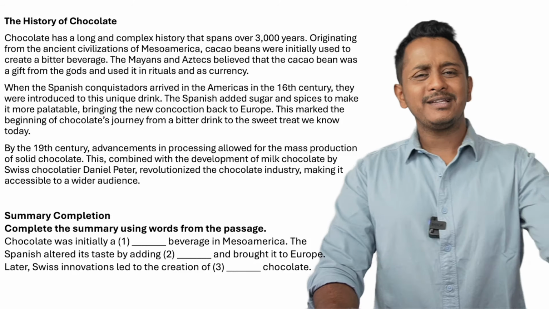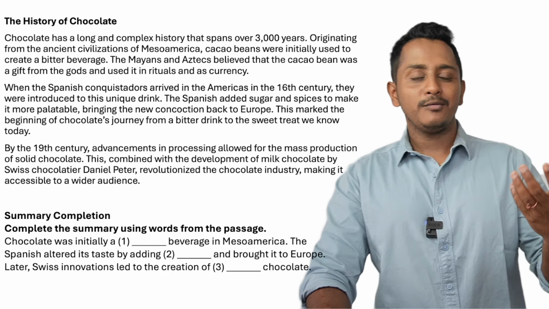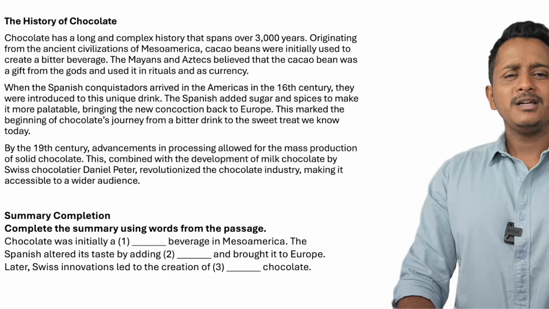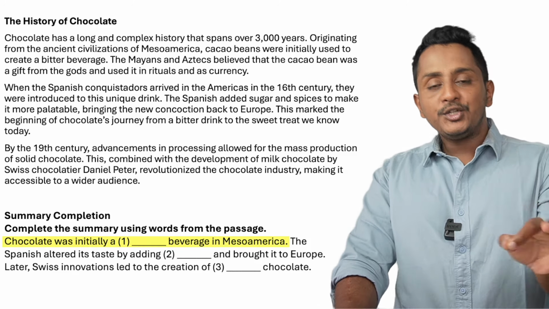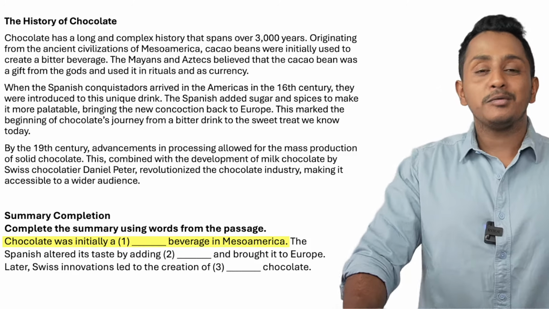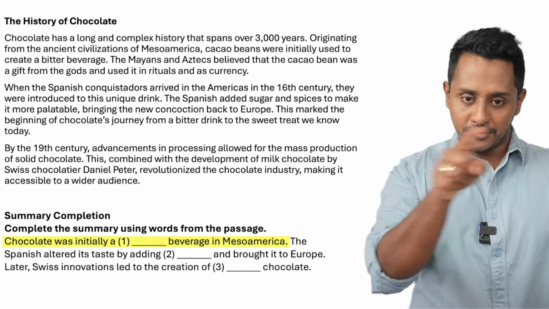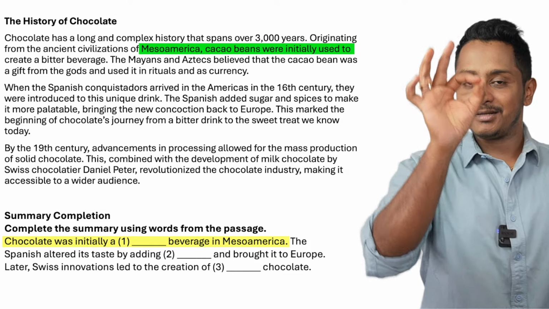Alright, this is a very simple example. For simplicity's sake, I've taken the same paragraph that I took before for true, false, not given and MCQ. So it's going to be a little easier, but let's understand how to do it a bit faster. Chocolate was initially a dash beverage in Mesoamerica. You have to look for this word, Mesoamerica, by skimming the paragraph. In the very first paragraph, the second line says Mesoamerica.